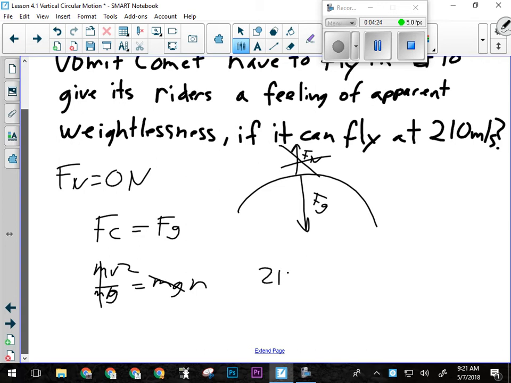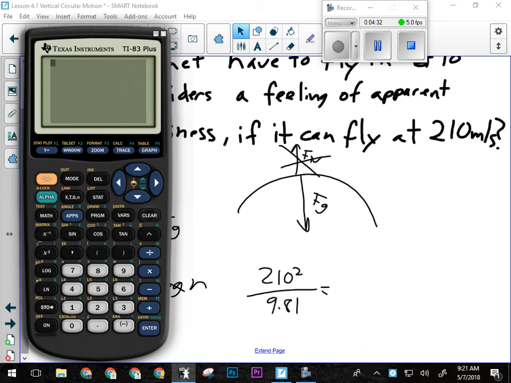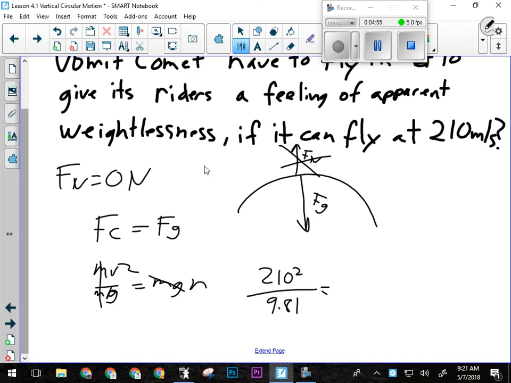So we'll take our 210 squared and divide that by 9.81, and that will give us our radius. It's going to be big, because this is a big circle. I think that was the answer on there. This was the last one we must have done in period 3 on Friday. So 210 squared divided by 9.81. We got 4.5 times 10 to the 3, so it's a 4.5 kilometer radius circle. But this is a plane, so it's a big circle. So 4.5 times 10 to the 3 meters.